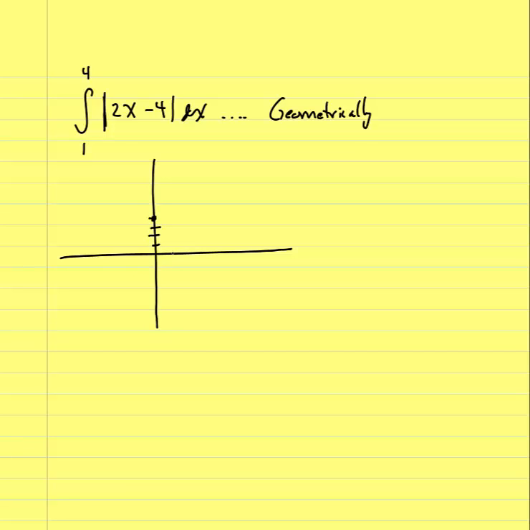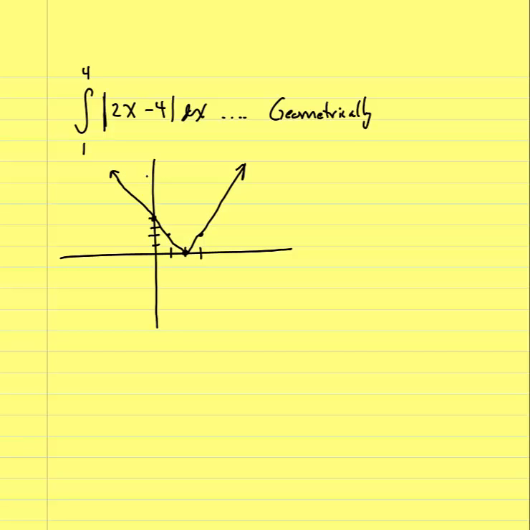Let's go ahead and plug in a value of 1. 2 times 1 is 2. 2 minus 4 is -2, but the absolute value of -2 is +2. Let's plug in a 2. 2 times 2 is 4. 4 minus 4 is 0. Let's plug in a 3. 2 times 3 is 6. 6 minus 4 is 2. I'm getting a pretty good idea of this sharp V that's occurring here.